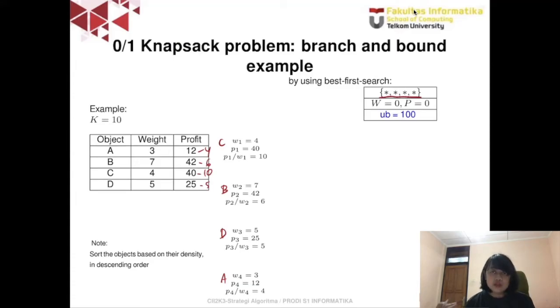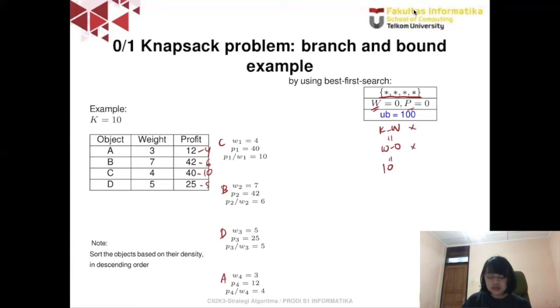So the solution has not contained anything. It means we have not chosen any objects, which means that the total weight we have up until now is 0, and the total profit we have up until now is also 0. And for its upper bound, the remaining capacity we have, which is k minus w, which is 10 minus 0, is equal to 10.